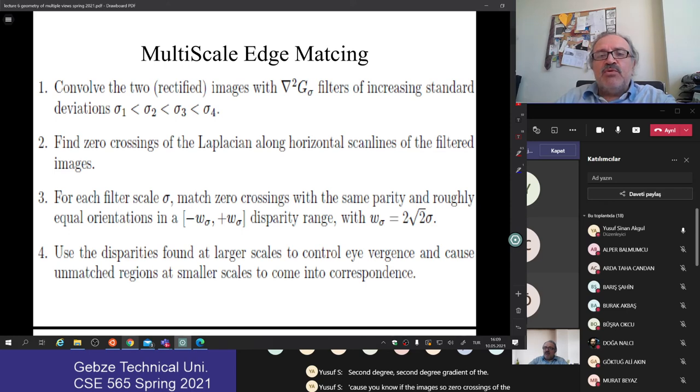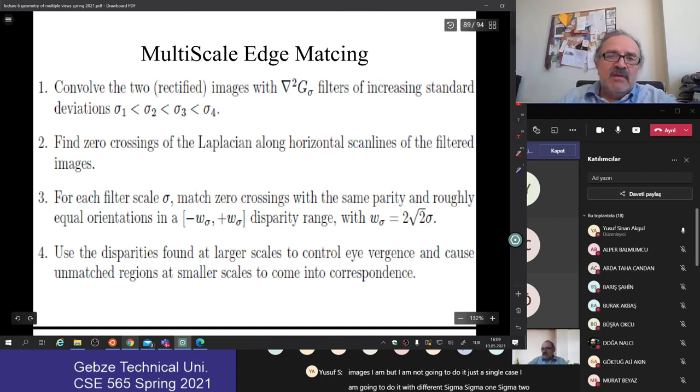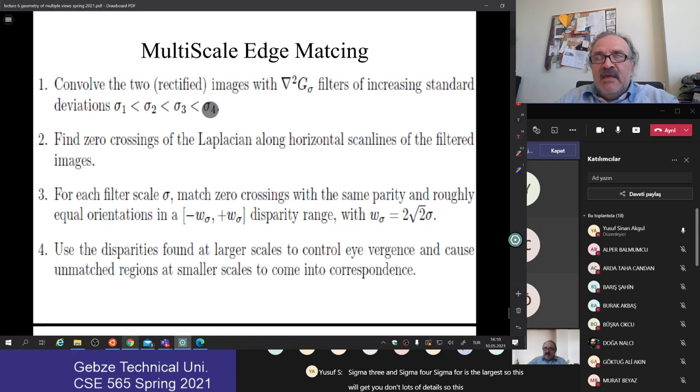But I am not going to do it just for a single case. I am going to do it with different sigmas. Sigma 1, sigma 2, sigma 3, and sigma 4. Sigma 4 is the largest, so this will get rid of lots of details. This will give me the most general structure of the scene, and this is the finest detail.